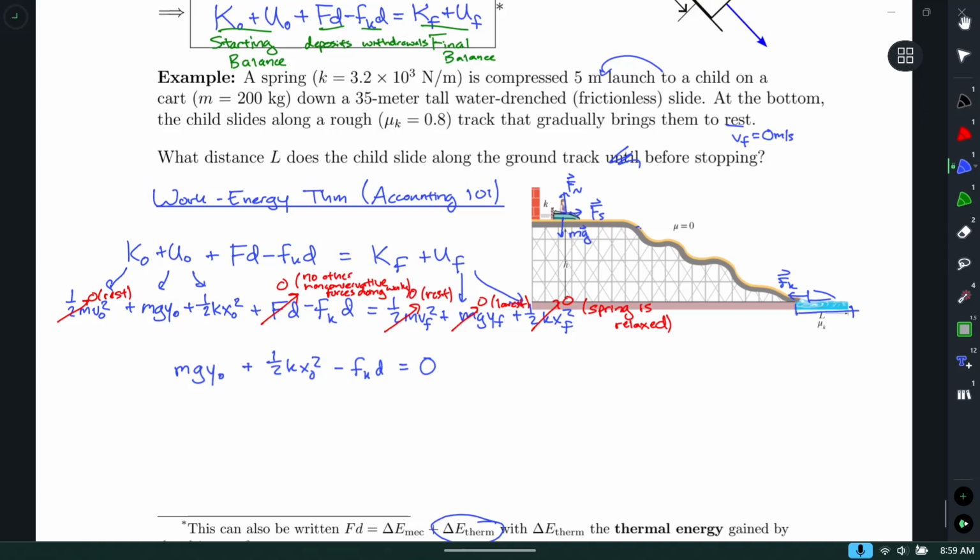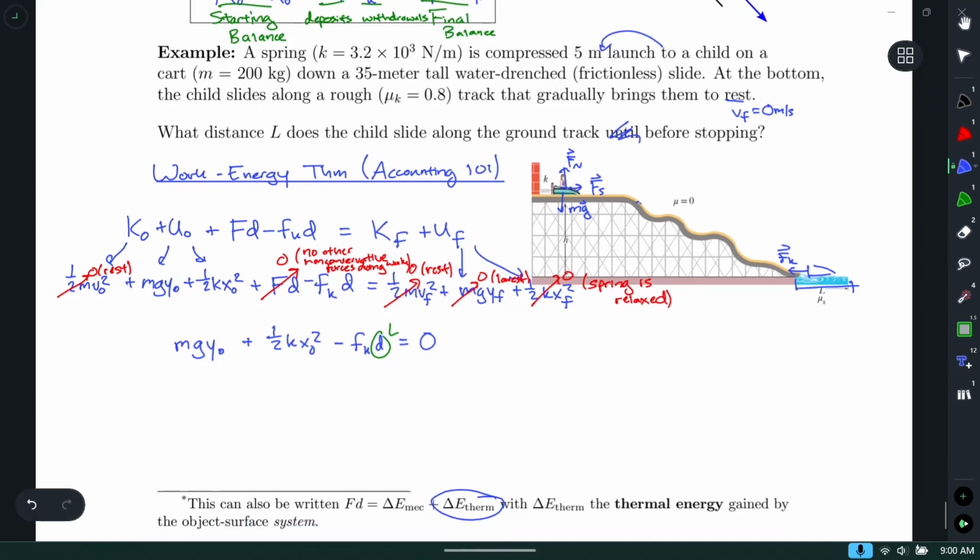Okay, and we are trying to solve for the distance L, so how far they slide once they're in the water at the bottom. And so I'm going to replace this kind of generic D variable, the distance, with that. That's what they want us to say is the distance they slide. So I need to solve for L.